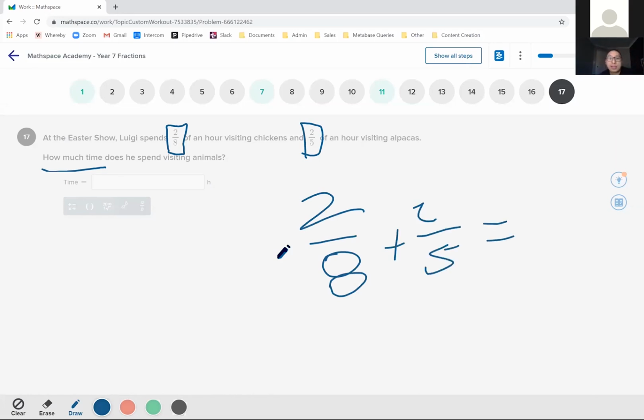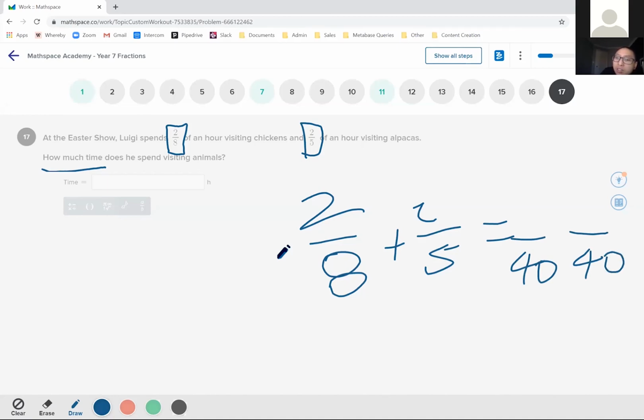And when I add them together, remember, I can only add fractions that have the same bottom number. So because they're in 8ths and 5ths, I can't add them together straight away. I have to change them. What can I change them into? The easiest one is going to be the lowest common multiple between 8 and 5. And in this case, I think it's 40.